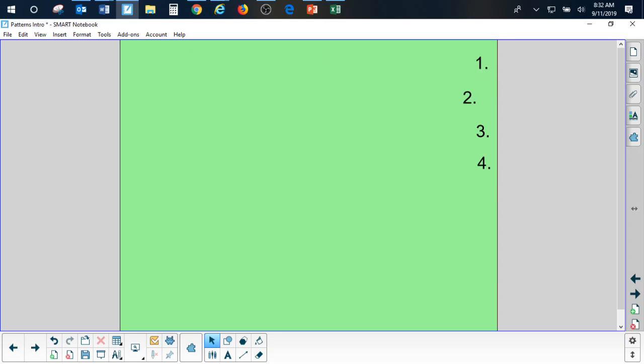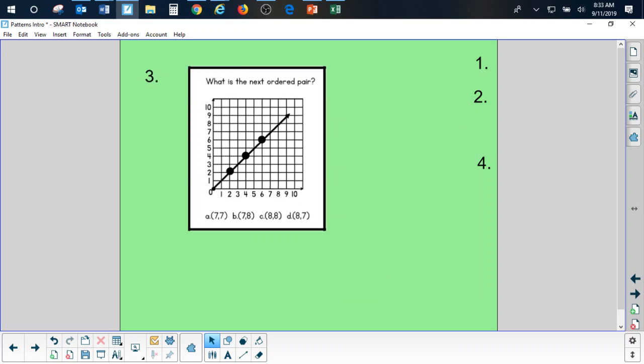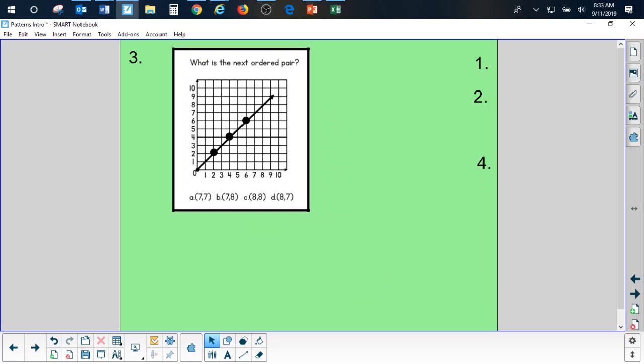Moving on from ordered pairs, they could ask us in a graph. So we have a graph. It says, what's the next set of ordered pairs? We'd have to look at each point and determine that ordered pair. This point is 2, 2. My next point up is 4, 4. My next point up is 6, 6. And this is an easy pattern, 2, 2, 4, 4, 6, 6. We would know that the next one would be 8, 8.